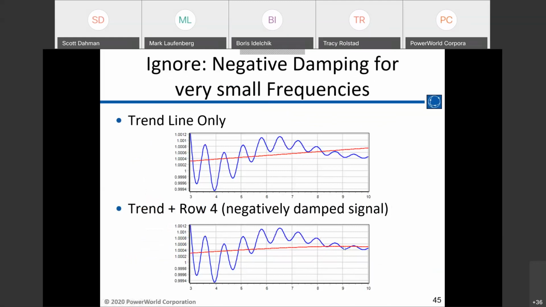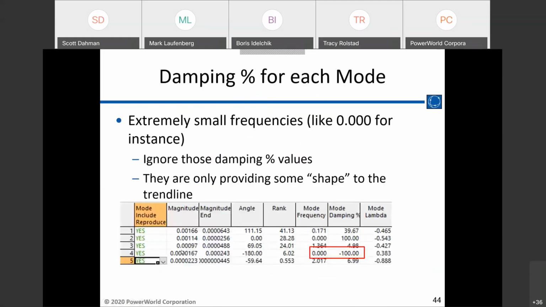So the fact that this mode shows up with negative damping really isn't important for our analysis, because the frequency is so slow that, yeah, it's undamped. So after 1,000 years, this signal will blow up. But that's not relevant to us. So it's important that you ignore those small frequency modes.